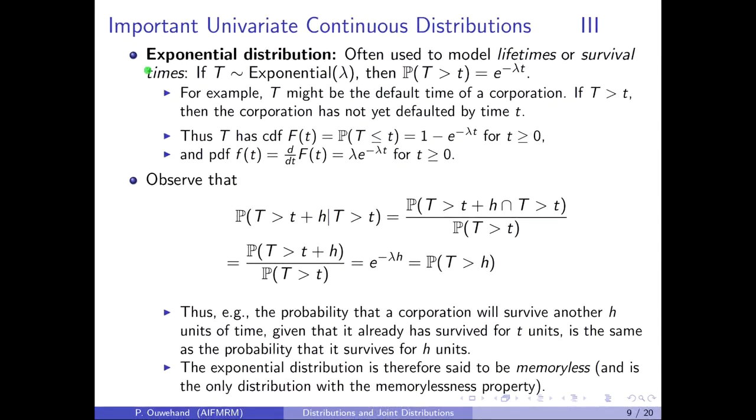Another important distribution is the exponential distribution. This is often used to model lifetimes or survival times. If capital T has the exponential lambda distribution, where lambda is a strictly positive real number, then the probability that capital T is greater than t is e to the minus lambda t. For example, capital T might be the default time of a corporation. If capital T is strictly greater than t, then the corporation has not yet defaulted by time t. In other words, it has survived at least until time little t.